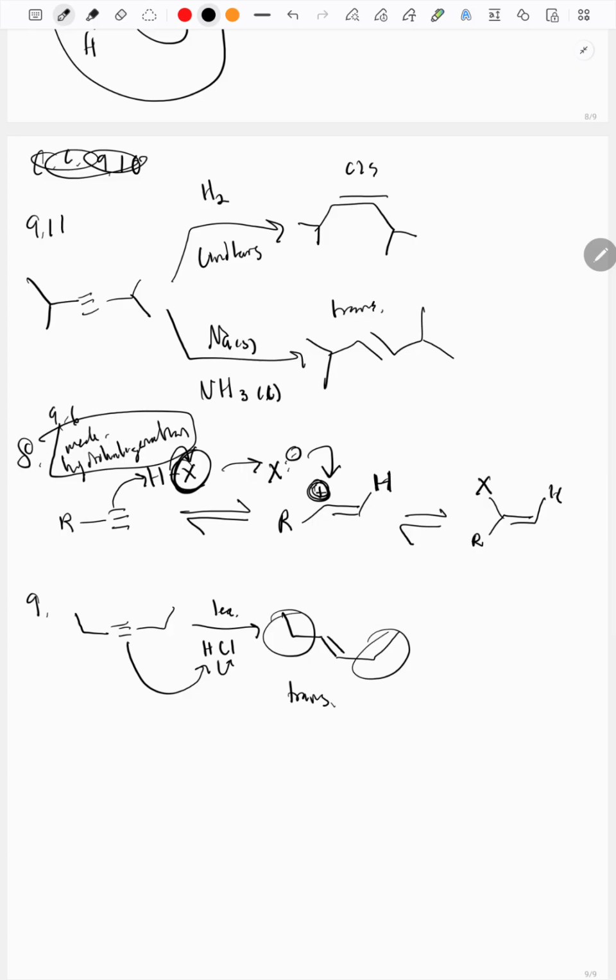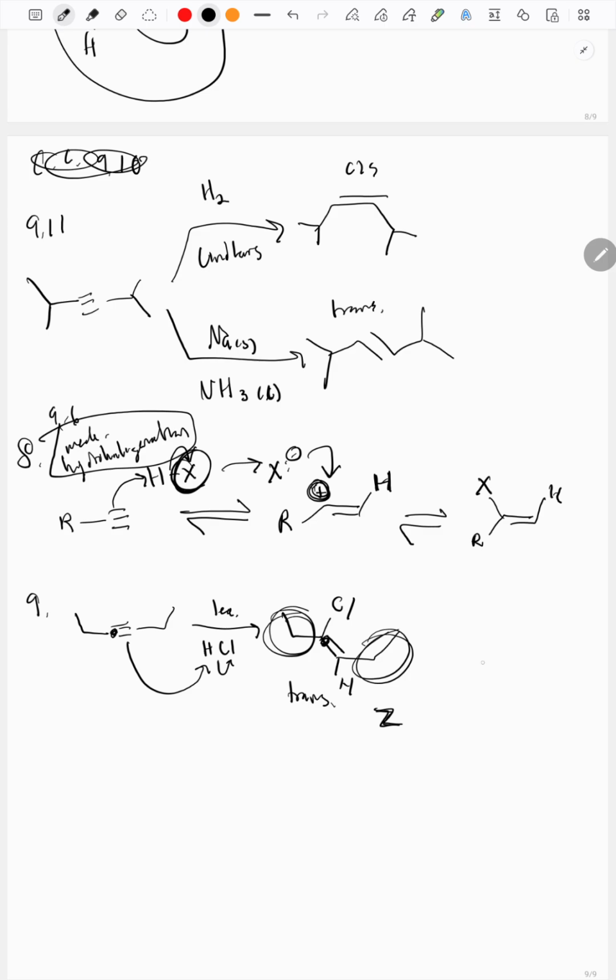Let's put it this way. It could be trans, and let's say the chloride attacked on this portion of the alkyne, because that's where the carbocation formed. Then it would be that, and hydrogen goes here. And if it's trans, then this is considered Z, because we learned the R groups are opposite one another.